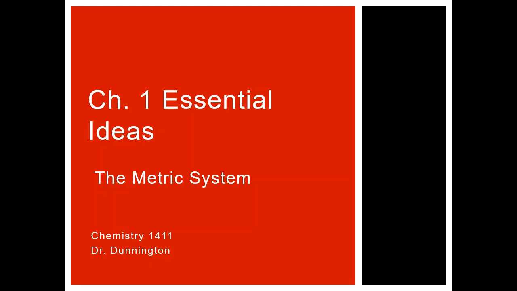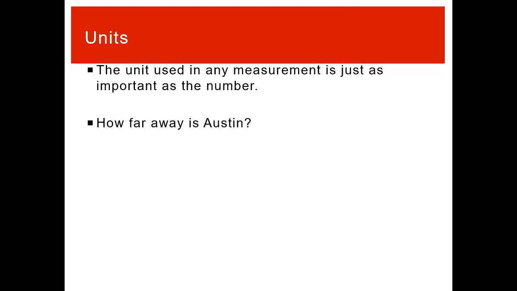Now we're going to talk about the metric system. Every value that we're going to measure is always going to have a unit associated with it, and that unit is just as important as the number. If we look at some less scientific questions, how far away is Austin? If you say 3, that's not meaningful. 3 whats? 3 hours. You need to have that additional piece of information.